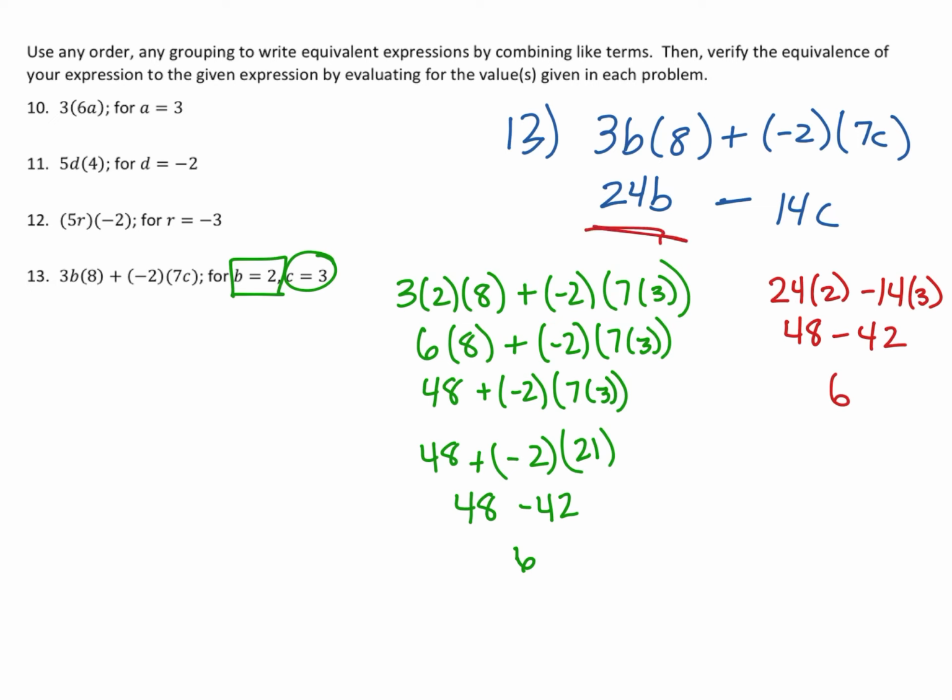We cannot combine these two pieces because this is a different variable than this piece. That would be like bananas and cherries. You can't combine them to make cherry bananas. They have to be two separate fruits, just like they are two separate variables.